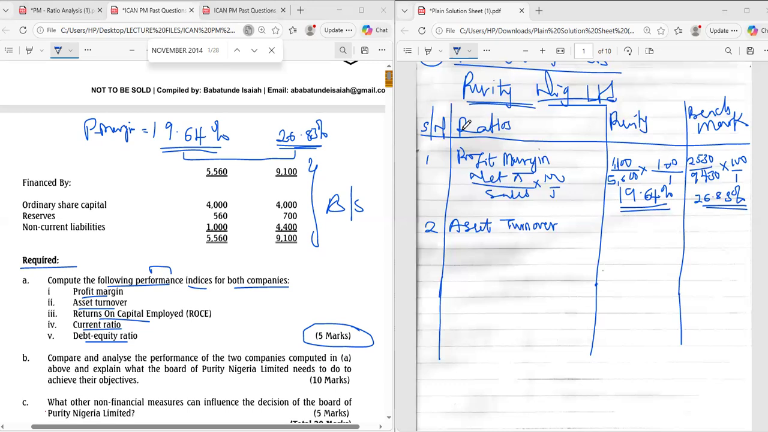What does 19.64% mean? Can anybody just help us? Maybe that way will be easier. What does 19.64 mean?